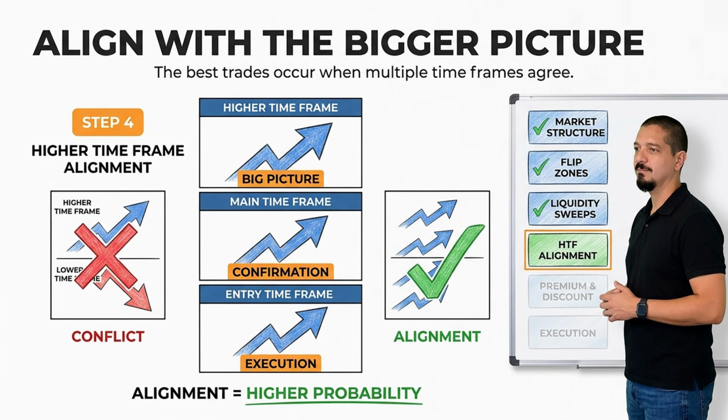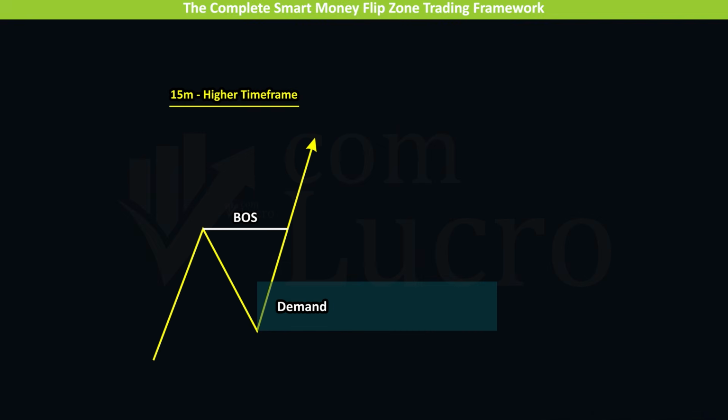Even after liquidity is taken, not every setup should be traded. We still need to understand whether that move aligns with the broader market context. This is where higher time frame alignment becomes critical. When multiple time frames point in the same direction, your trades naturally carry a higher probability of success.